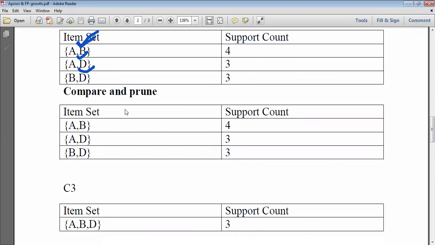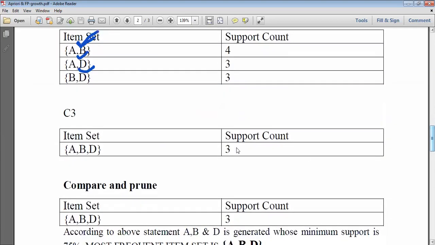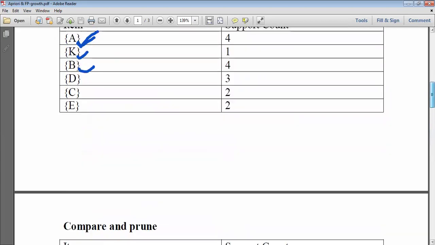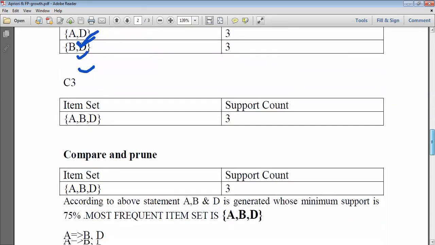Now you have to compare and prune. Compare and prune means removing those less than 60%. Here all are greater than 60%, so you keep the same values. Again, you have to generate candidate generation 3. So with 3 items, A, B, D, the support count is 3.